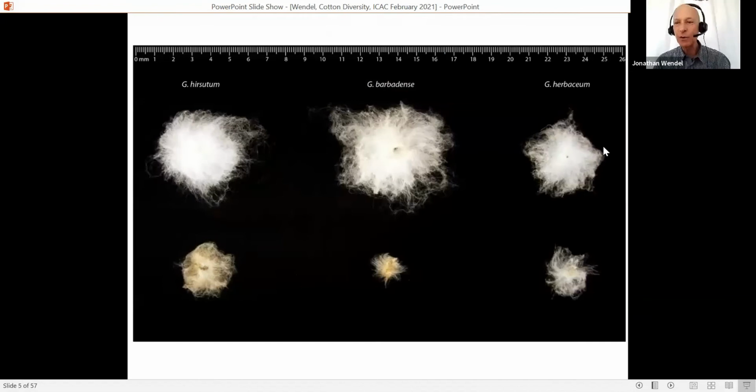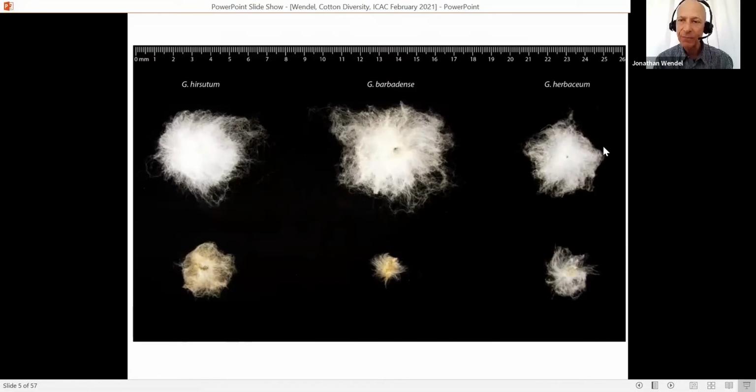This is 3 of the 4 domesticated species showing a single seed from the wild forms on the bottom and a domesticated version on the top. And these were all derived following thousands of years of human domestication, all transforming this single-celled trichome that you see on the bottom to the domesticated version on the top.